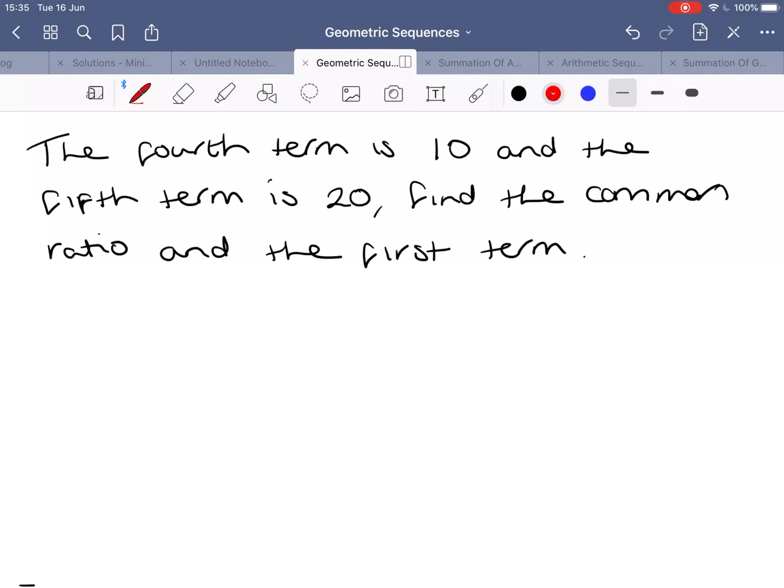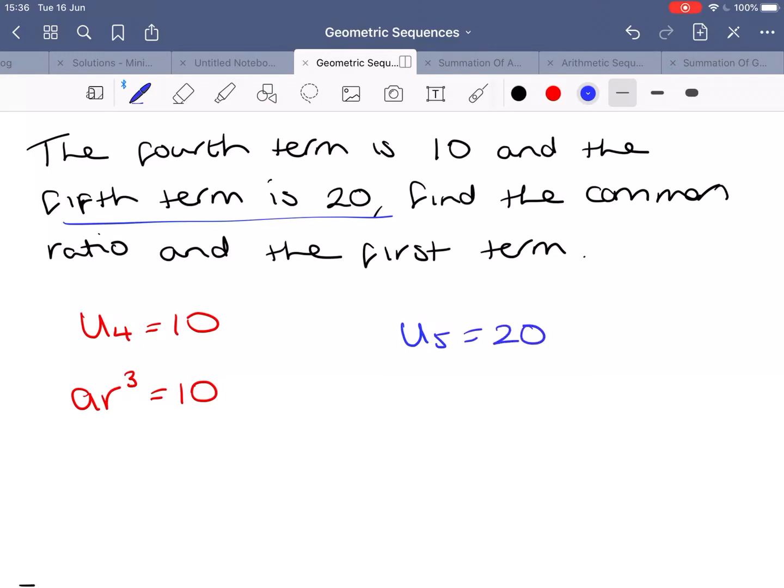But the fourth term is 10. And the fifth term is 20. Find the common ratio. So again, I've got U4 is 10. Now, in a geometric sequence, that means AR to the power 3 is 10. If I look at the other one, I'm told that the fifth term is 20. So U5 equals 20. So that means AR to the power 4 equals 20.